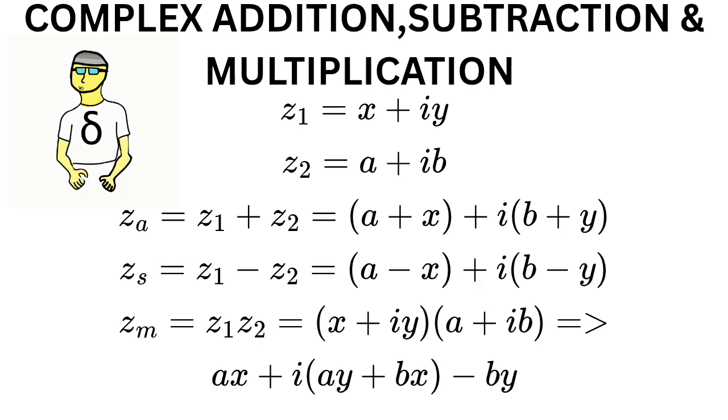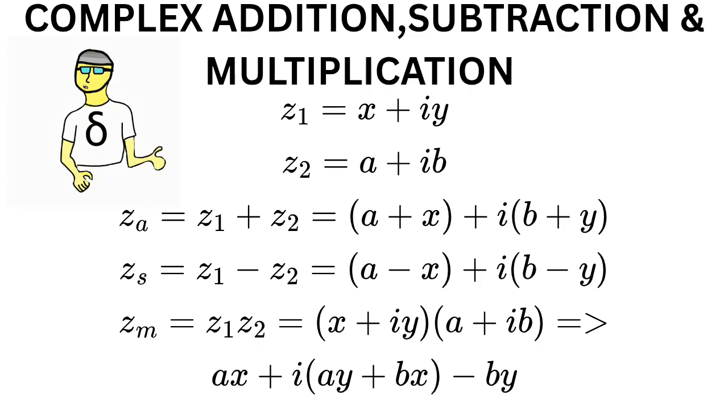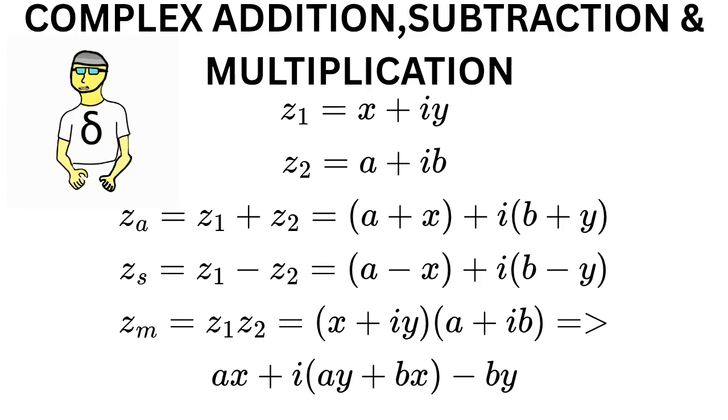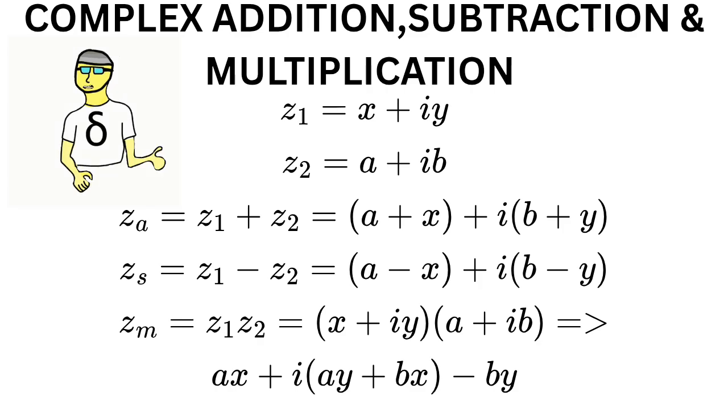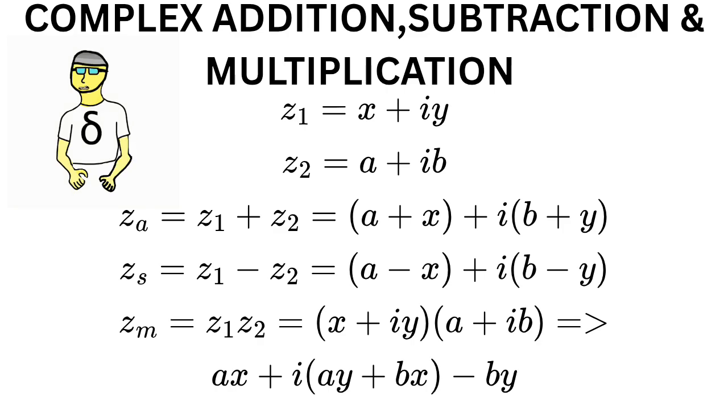And then let's move on to subtraction. Subtracting is very similar to adding complex numbers. Considering the previous assumptions, if z = z1 - z2, then z would be equal to (a - x) + i(b - y).